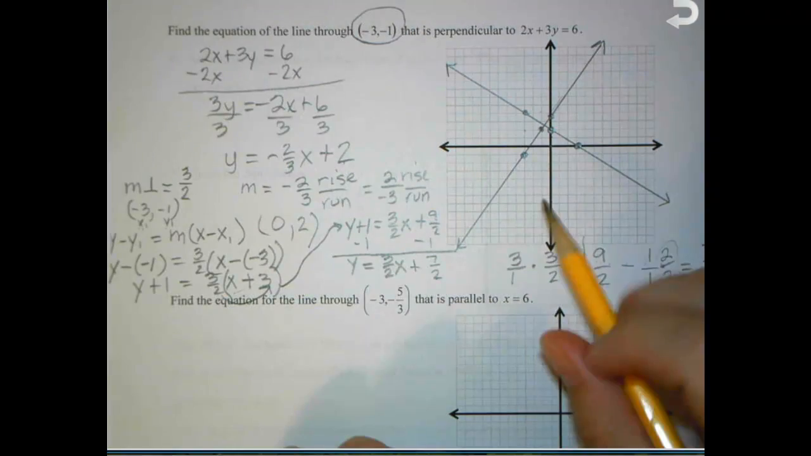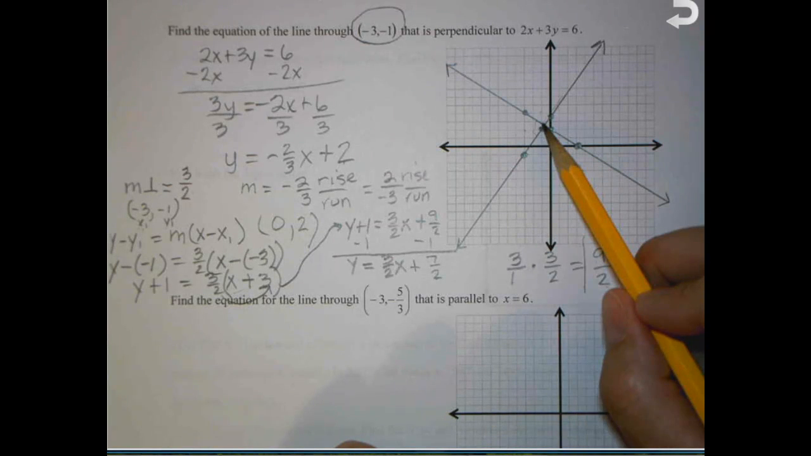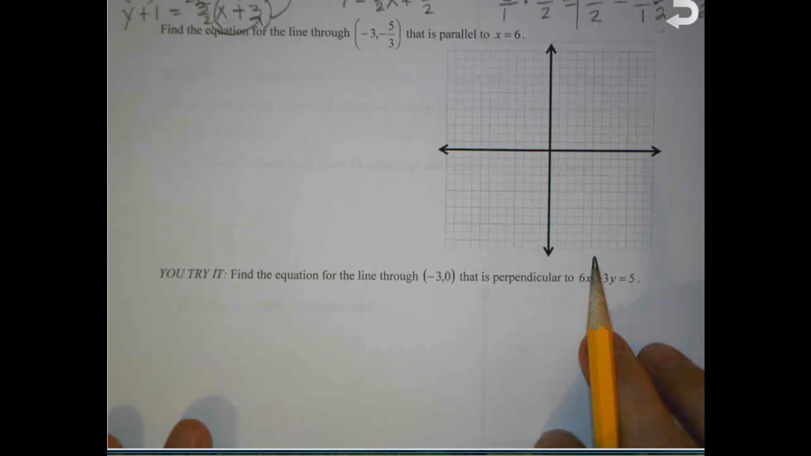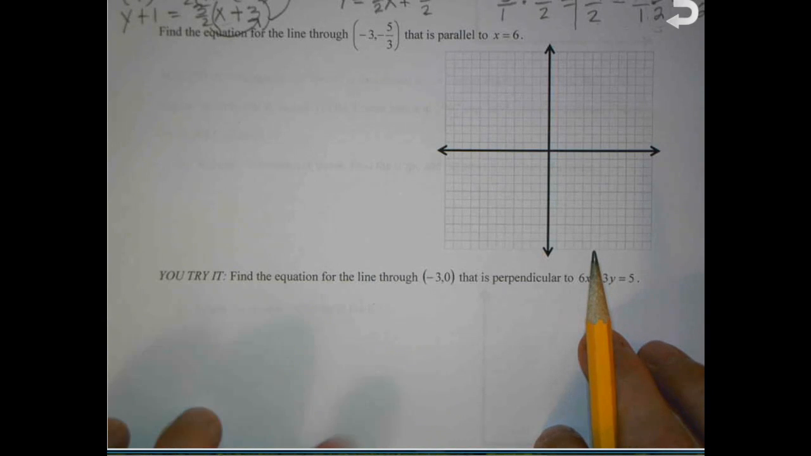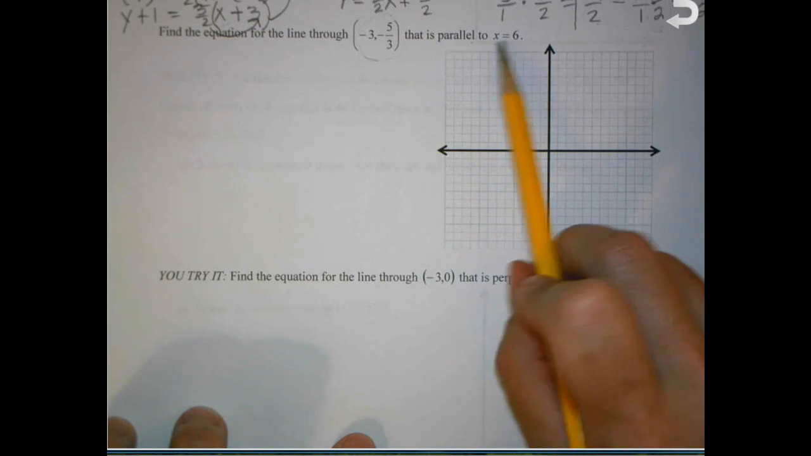And you can see that this is perpendicular, and it goes right through this (-3, -1). Right, let's look at another one. Find the equation for the line through this point that's parallel to x equals 6.